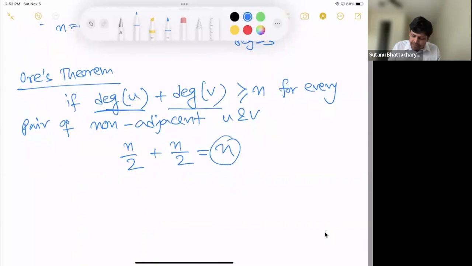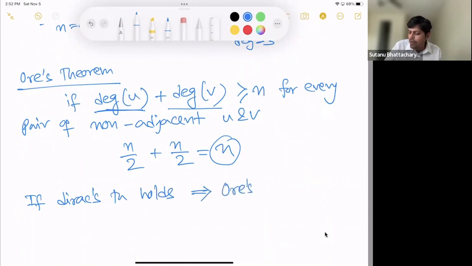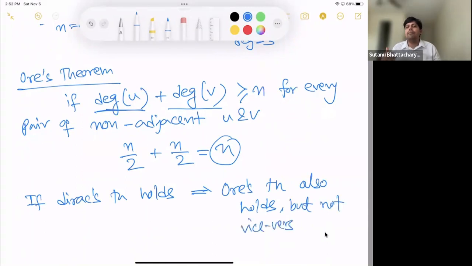So if Dirac's theorem holds, it implies that Ore's theorem also holds, but not vice versa. The opposite might not always be true. If Dirac's theorem is satisfied, obviously Ore's theorem will also be satisfied, but the opposite is not necessarily true.